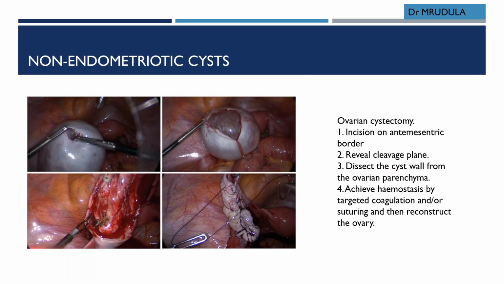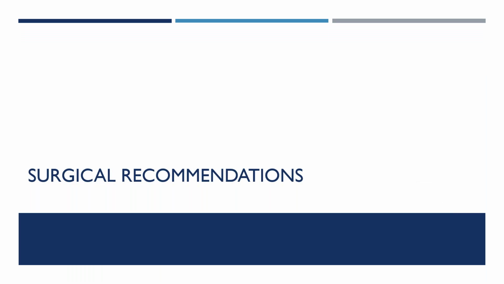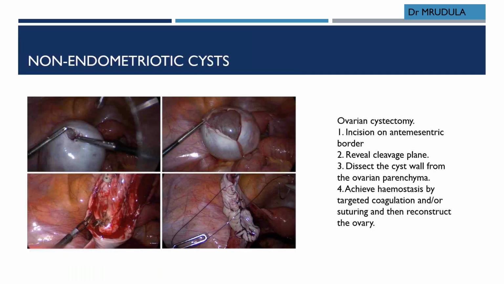Now coming to the surgical recommendations. You can see here they have divided the surgical recommendations for non-endometriotic cyst and endometriotic cyst. Non-endometriotic cystectomies are usually simple. You can see, first give the incision on the anti-mesenteric border of the ovary. Then try to find the cleavage plane. You can do it by direct dissection or by normal saline dissection, injecting normal saline also to find a plane.